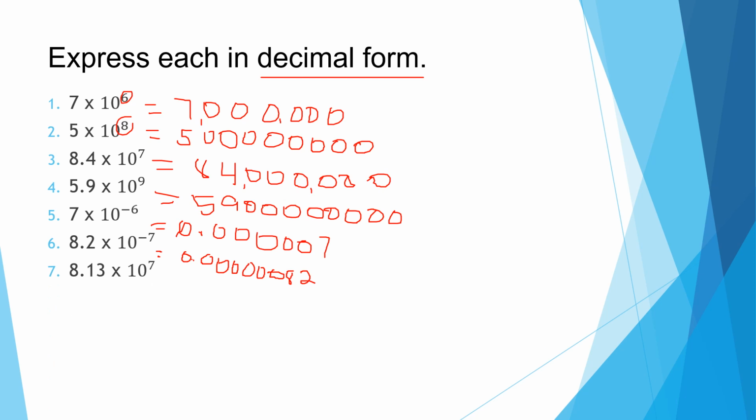Number 7. Okay, so this is easy because it's just positive. So 8, 1, 3. Then since 2 na yan, so just add 5 zeros. Okay. So 1, 2, 3, 4, 5, 6, 7. Tama ba? 1, 2, 3, 4, 5, 6, 7. Correct. Okay, next.